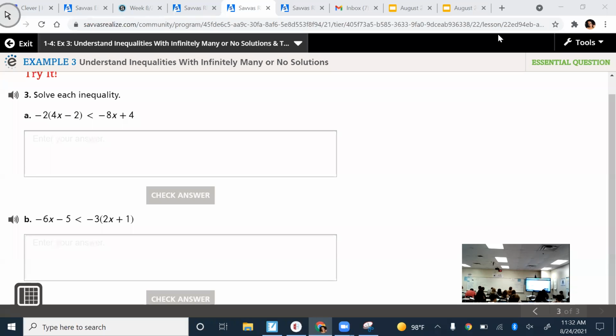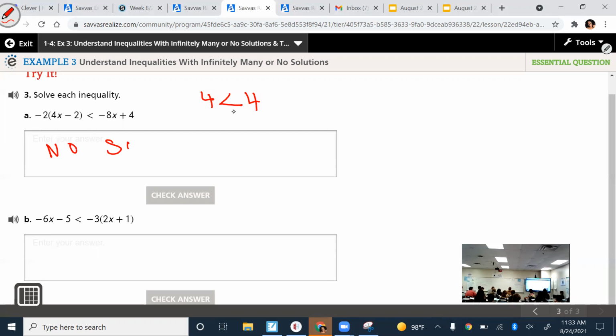But for number 3A, what did you get for your inequality, like the numbers at the end? Okay, good. That's what I got too. Now look at your statement. Is this true? Is 4 less than 4? It is not. It's exactly 4. So what's my final answer?